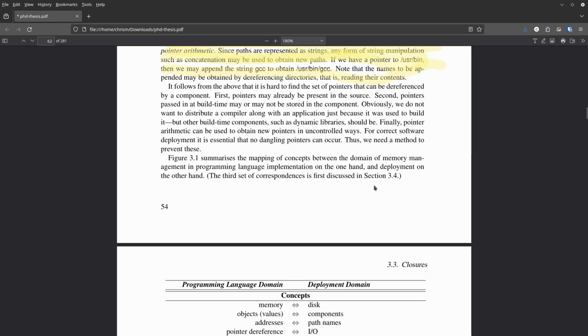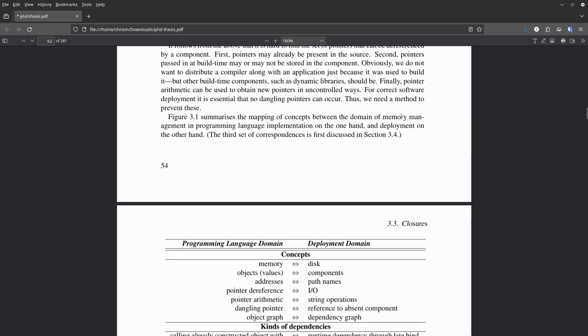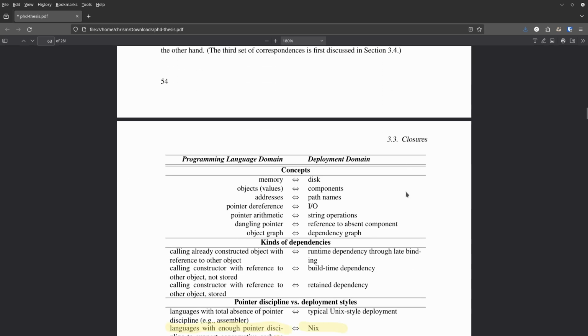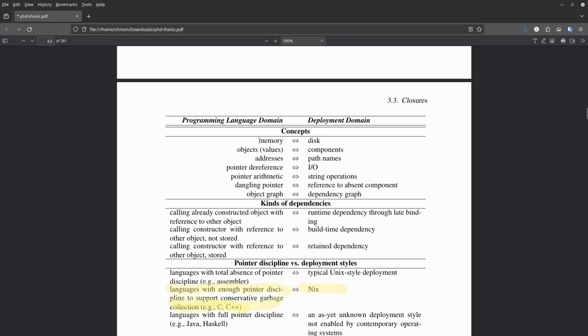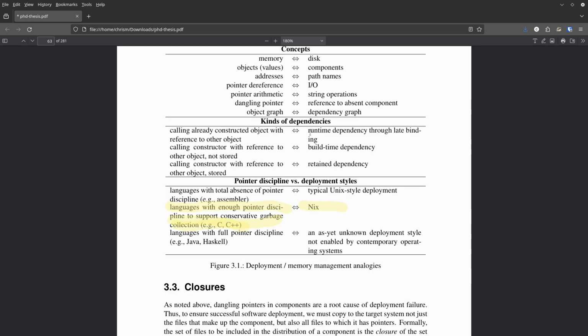So he has a table here, summarizes the mapping concept between the domain of memory management and programming language implementation on one hand and deployment on the other. And he's saying that in the deployment domain, disk is like memory, components are like objects, path names are like addresses, IO is like pointer dereference, string operations like pointer arithmetic. Reference to absent component is a dangling pointer, and a dependency graph is like the object graph. Kinds of dependencies, we talked about those in the 3 up above.